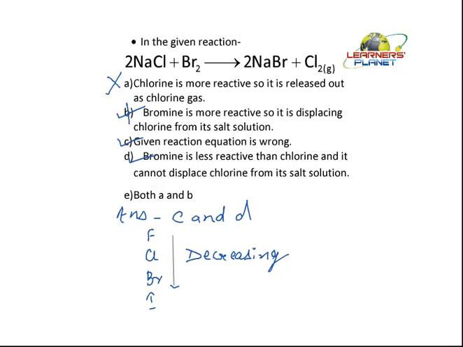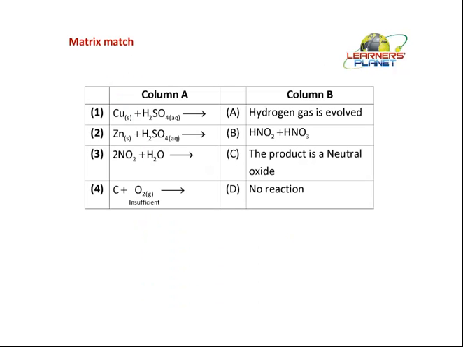When you are getting questions related to the reactivities of metals, you have to refer to the reactivity series. Whereas when you are getting questions related to the reactivity of non-metals, you have to refer to the positions in the groups. Our fifth topic would be the periodic table, and I'll be discussing the periodic table in detail. Now let's move to our next question. It is a matrix match type question.